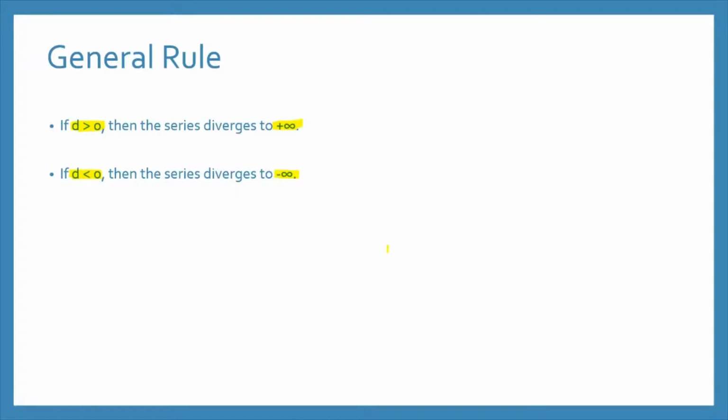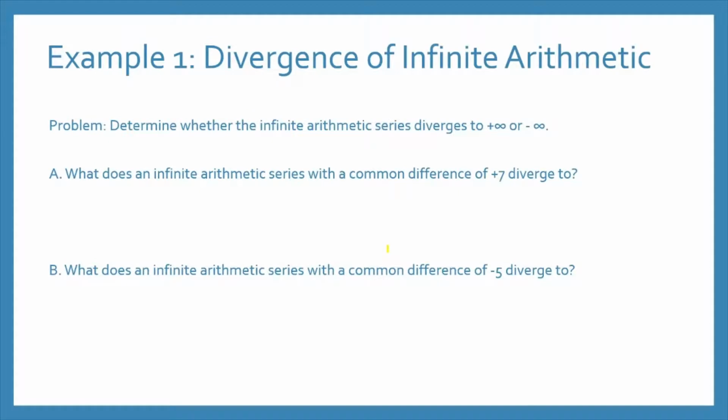So just read those out real quick too, just so you get that vocalized in your head. If d, the common difference, is greater than 0, then the series diverges to positive infinity, whereas if the common difference d is less than 0, then the series diverges to negative infinity. So go into our first example here.